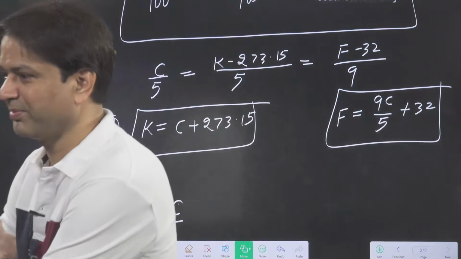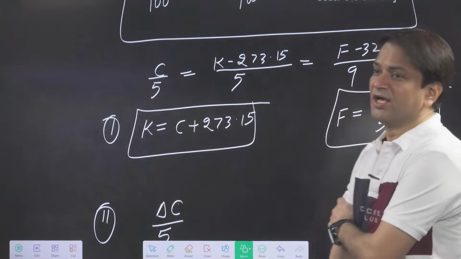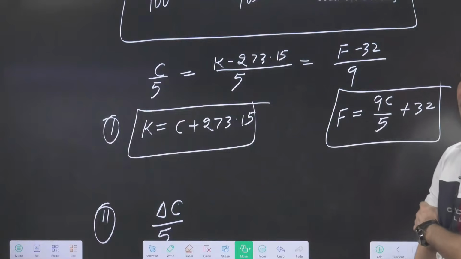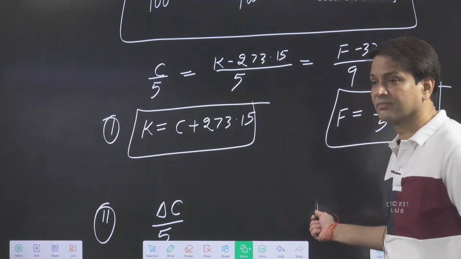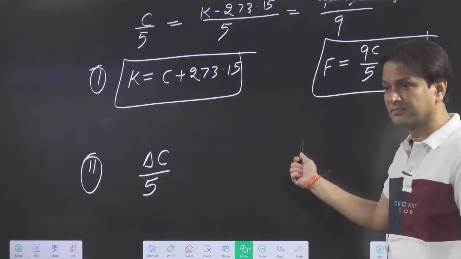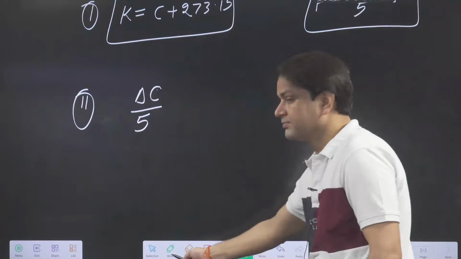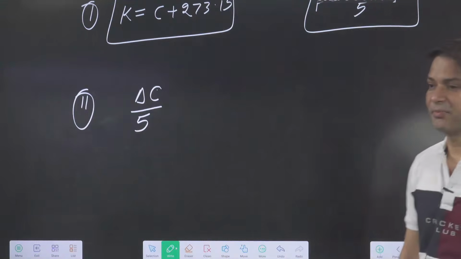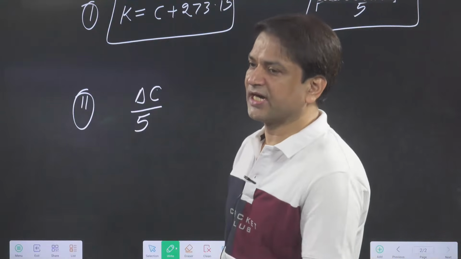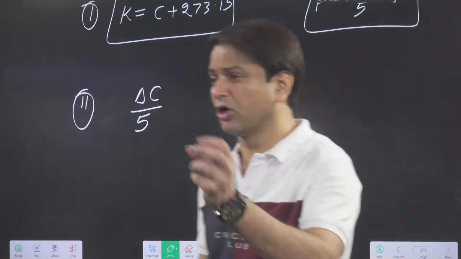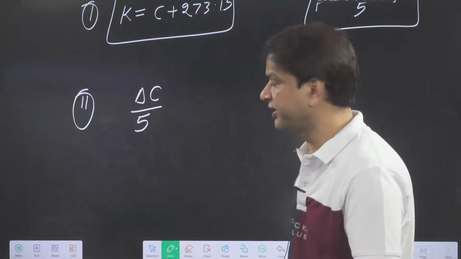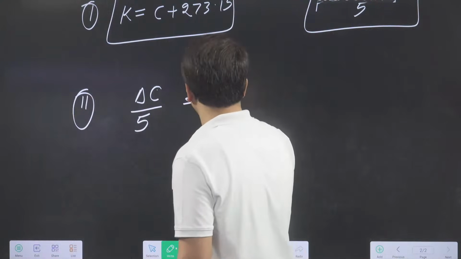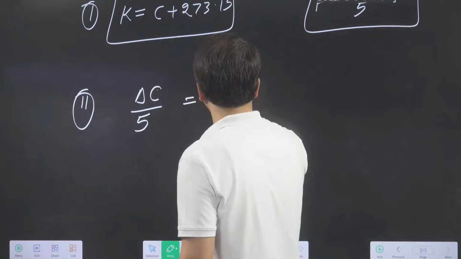Now slowly people are understanding. Okay, very good. So K minus 273.15 by 5, what is the differentiation? dK by 5. Good. So that is dK by 5 or delta K by 5, because the 273.15 is a constant, and constant differentiation is what? 0. Then directly what I will get? Delta K by 5 or dK by 5.